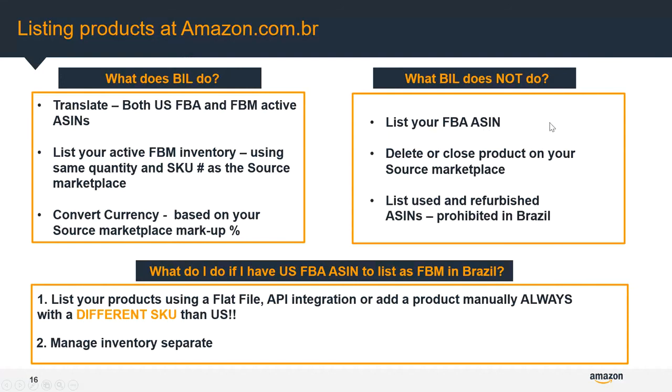If you have anything in FBA, you have to take a different approach. However, you can still ask the tool to translate and create this ASIN on our Brazil server. This tool will not delete or close any products on your source marketplace. So you can ask it to delete in Brazil, but if you want to delete in the United States, you have to go to your .com Seller Central to do so. So deleting and closing does not close in the source marketplace, okay?